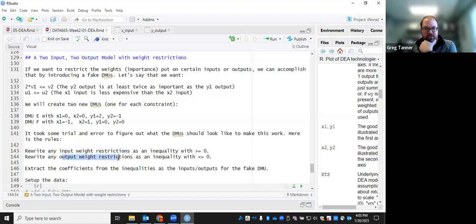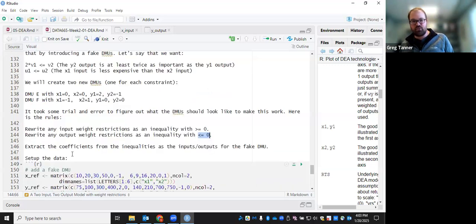If you have an output weight restriction, rewrite the inequality with a less than or equal to 0. And so we subtract v2 over to the left side, and then we get 2v1 minus v2 is less than or equal to 0. And so we get a coefficient of 2 on y1 and -1 on y2. So you can do it the way that I did it under the DocCam, write the dual constraints and think about what they need to be in primal constraints, or you can use this rule of thumb that I put together.